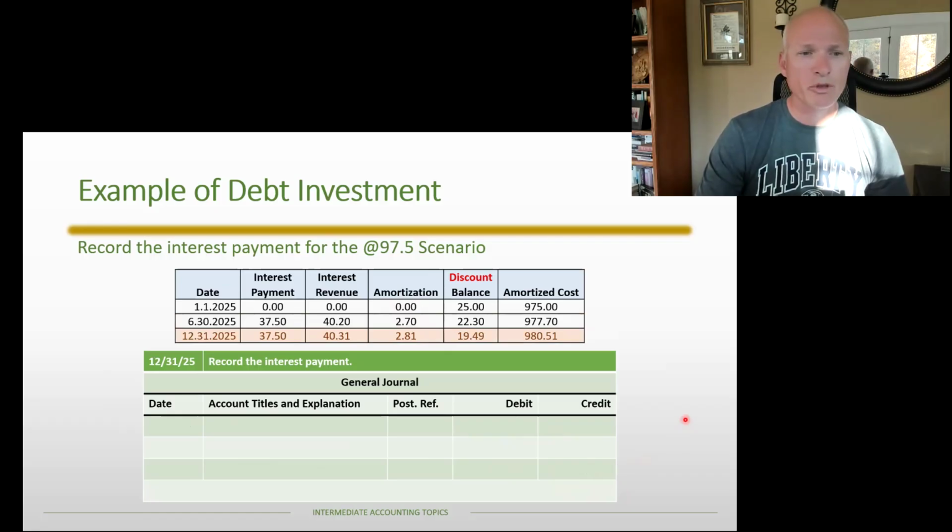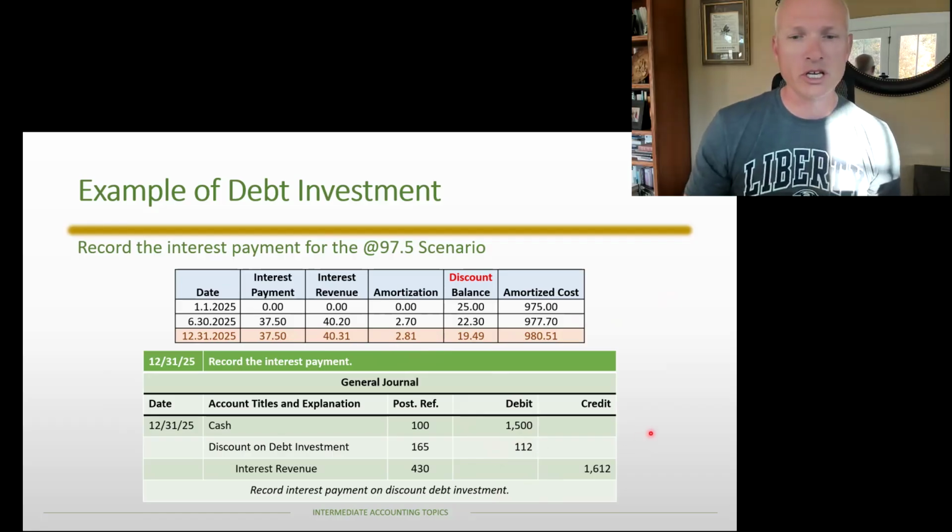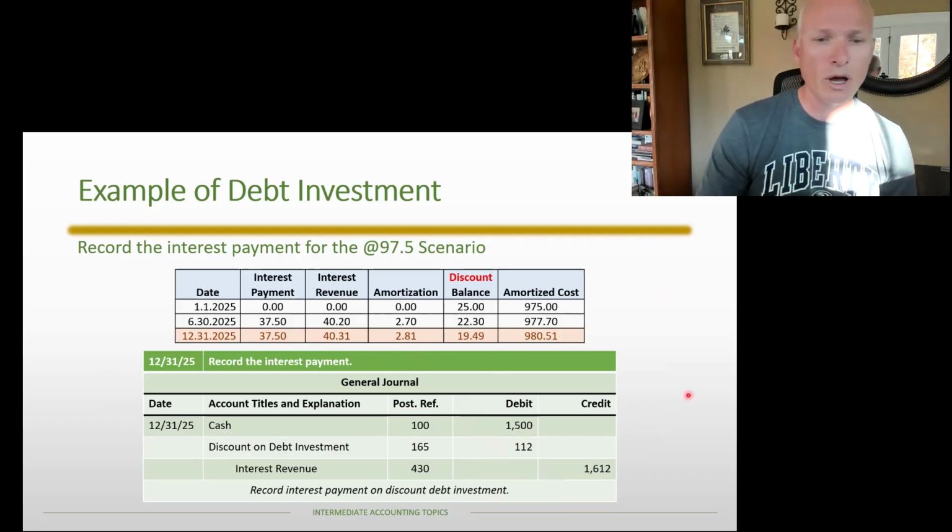So now we're going to do the December 31st payment. Same accounts, just slightly different amounts because we're moving down in our amortization table. The cash payment is exactly the same. The interest revenue, of course, is a little more because the interest revenue per bond is a little bit more. And the amortization of the discount is the difference between the two. So that amortization is a little bit higher per bond, which means the total amortization for 40 bonds is a little bit higher as well.